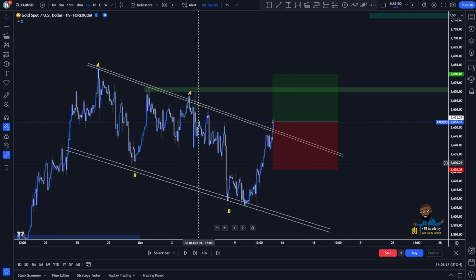So let's say you're a trader that's always like, oh, let me get my entry. Today I feel like doing 50 pips. Today I feel like doing 30 pips. Today I feel like doing 100 pips.